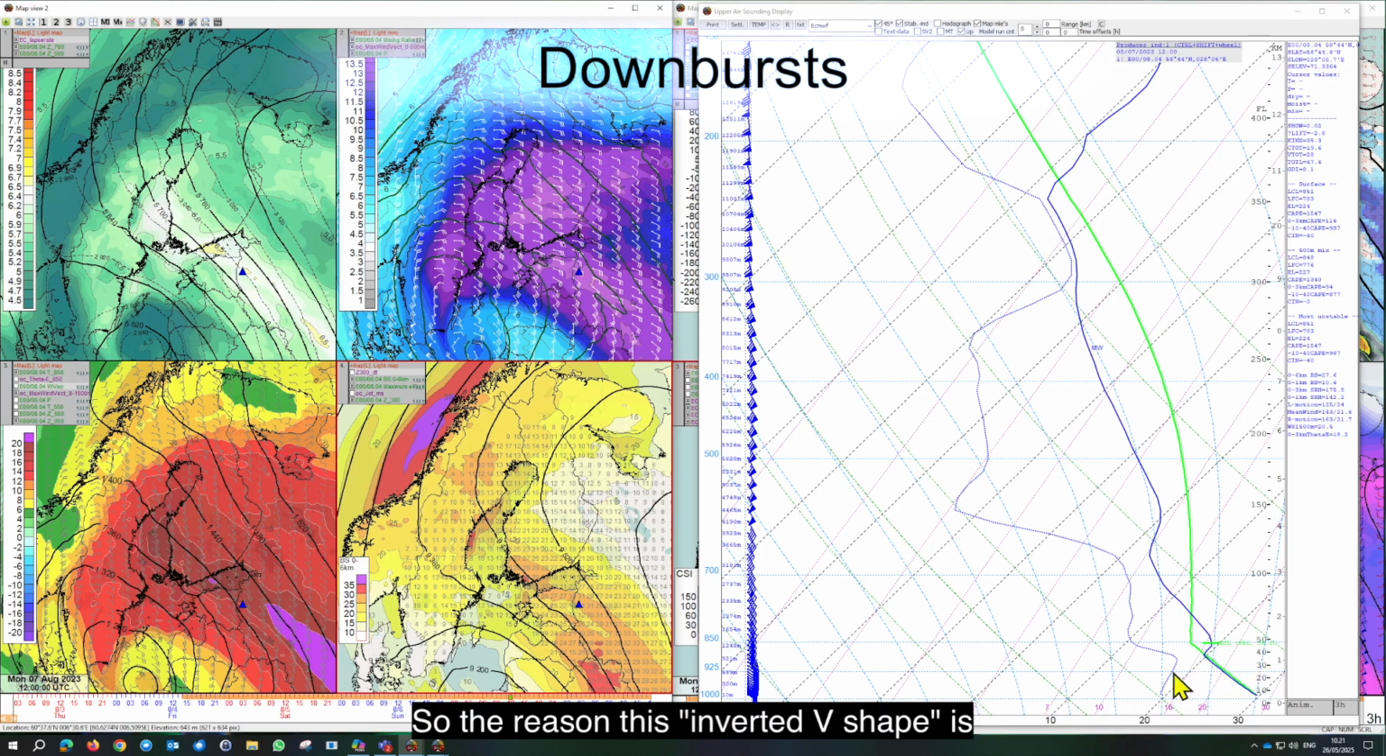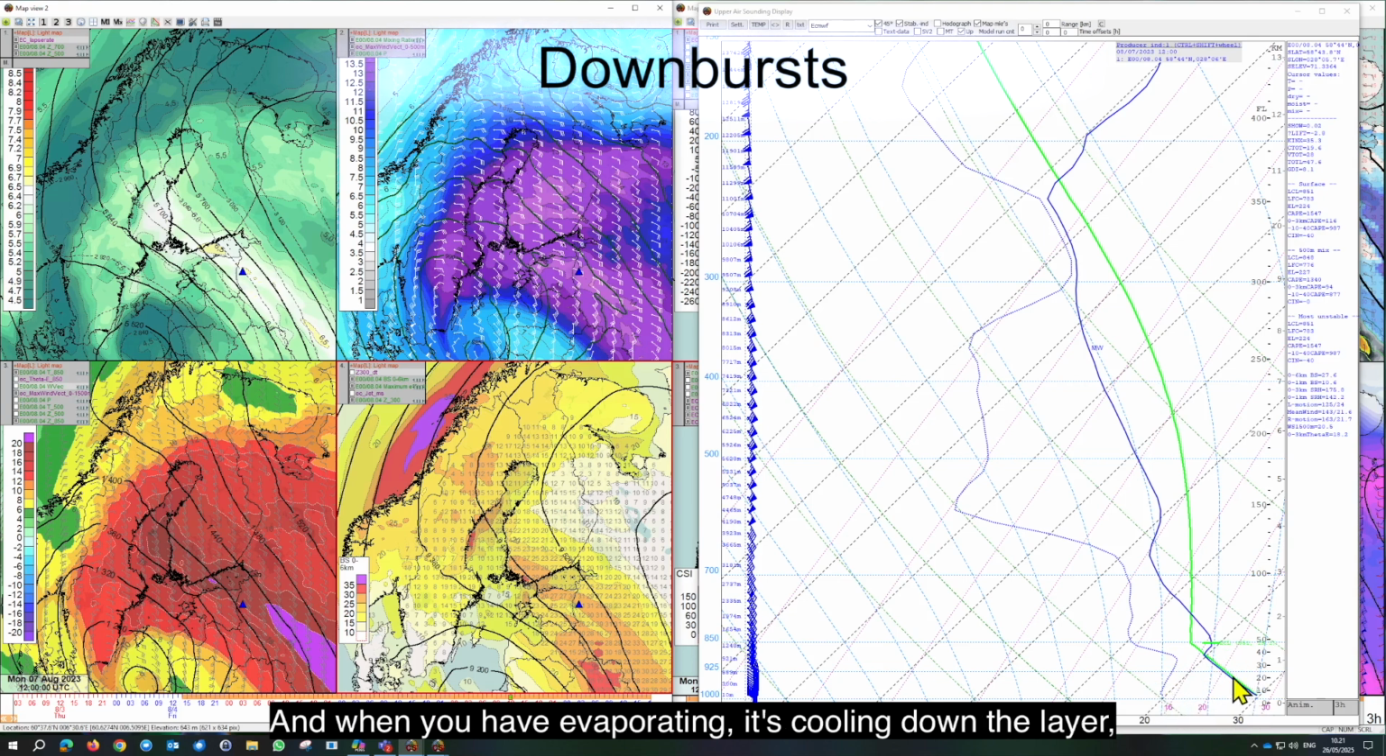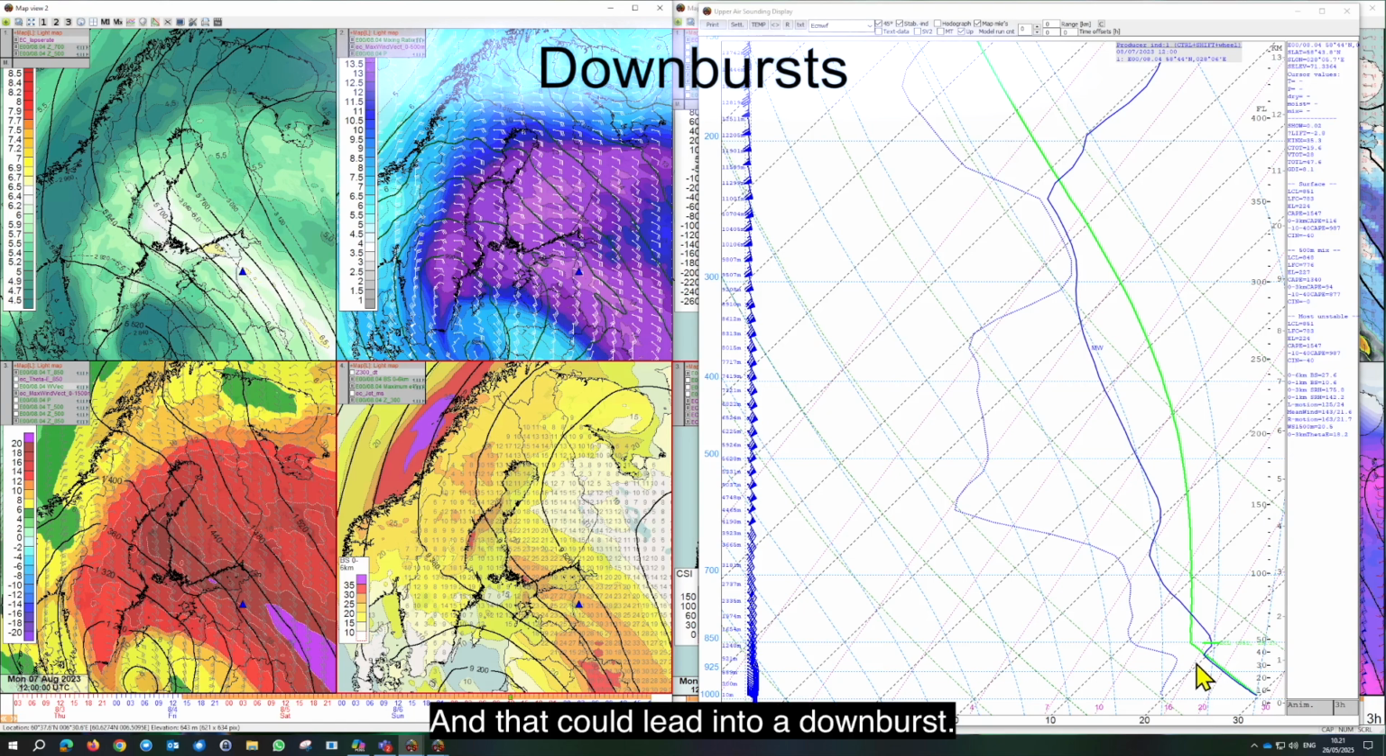So the reason this inverted V shape is needed is that when you have dry boundary layer, the precipitation falling to this layer is starting to evaporate. And when you have evaporation, it's cooling down the layer, so the downdraft coming to this layer is cooling even more. So it's even more negatively buoyant, which means that it's accelerating more downwards. And that could lead into a downburst.